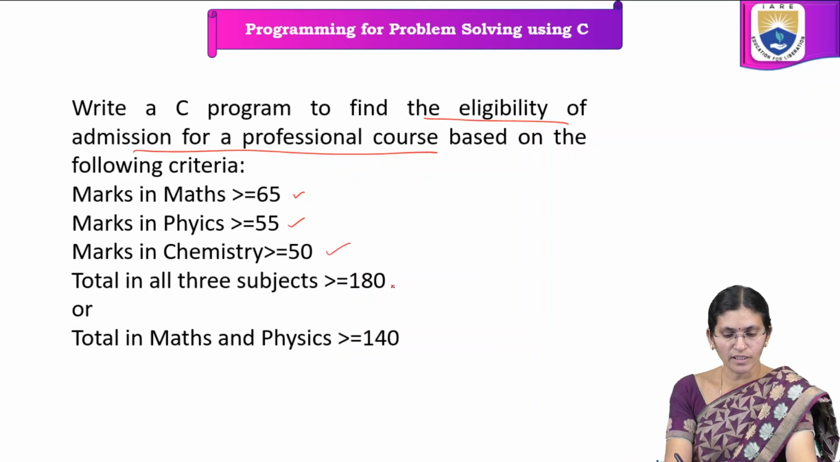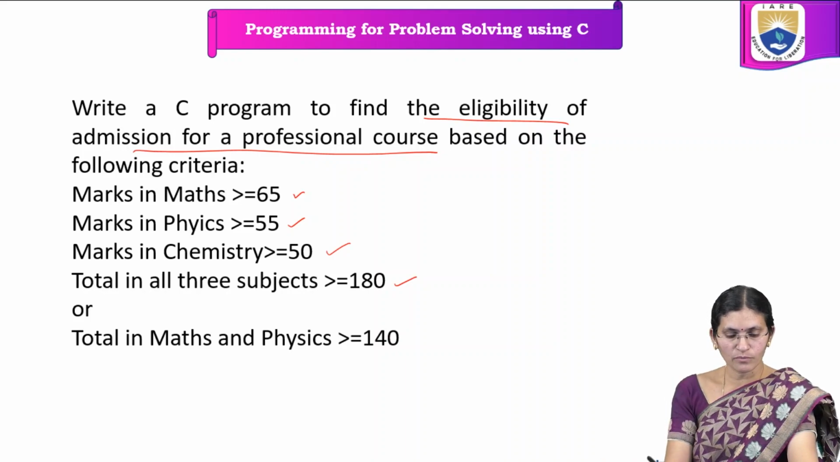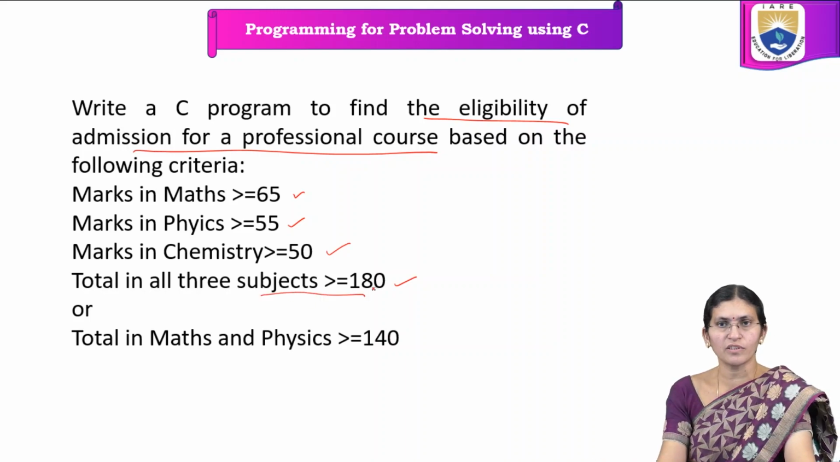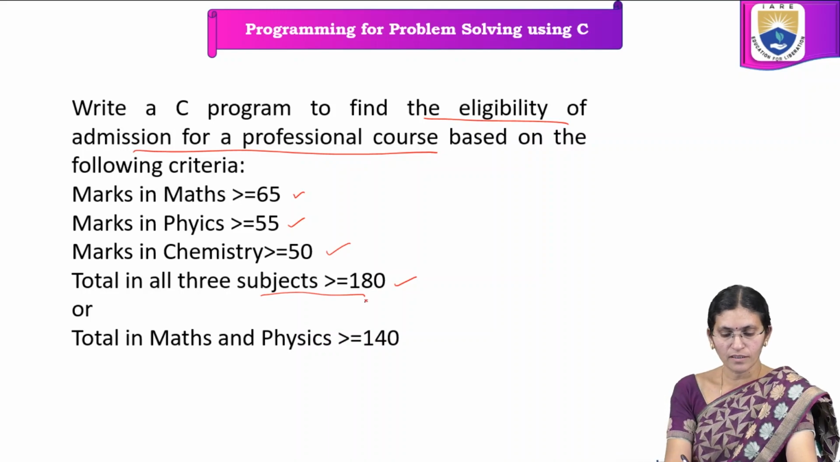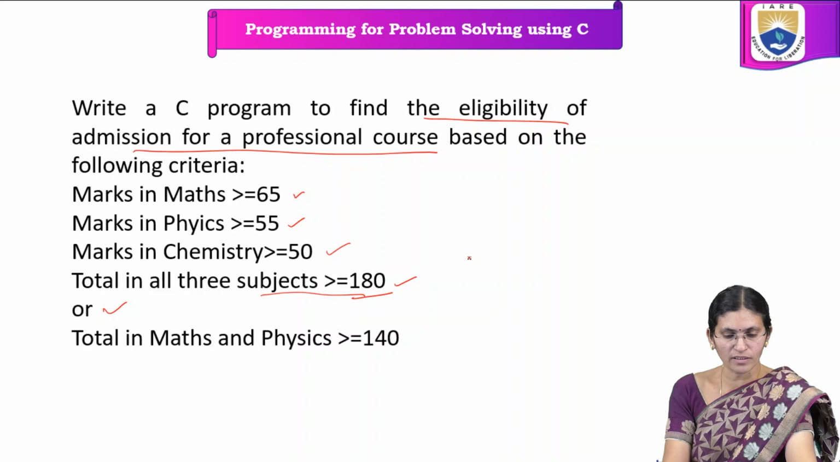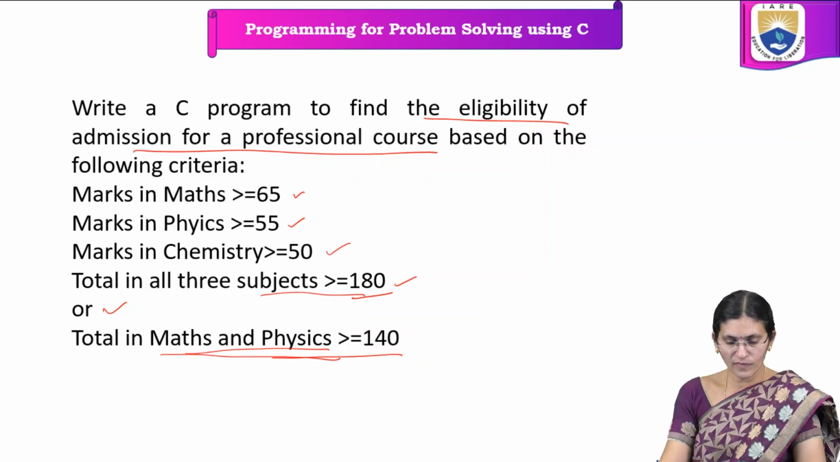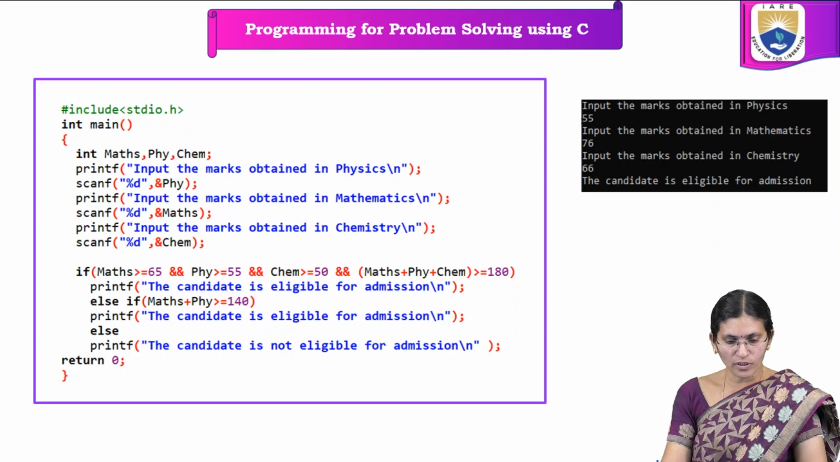In addition to that, this condition also must be satisfied: the total marks in all the 3 subjects must be greater than or equal to 180. Or the other condition to get the eligibility of admission is that the total in maths and physics should be greater than or equal to 140. Now, let us write the program for this.